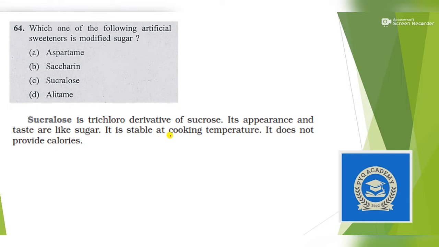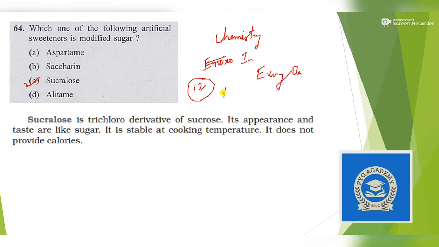Next question. Which of the following artificial sweeteners is a modified sugar? So answer is option C, sucralose. This is a question directly from chemistry in everyday life. Okay. So this is a chapter from class 12, part 2 NCERT chemistry.